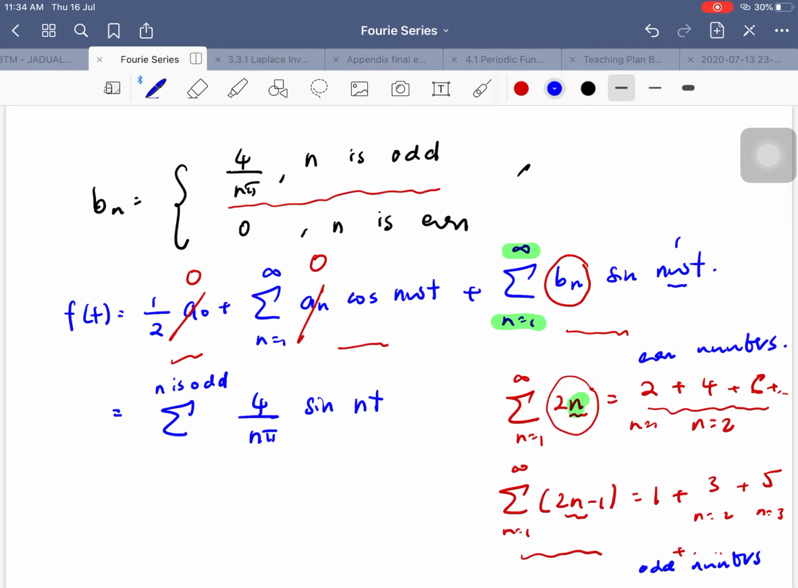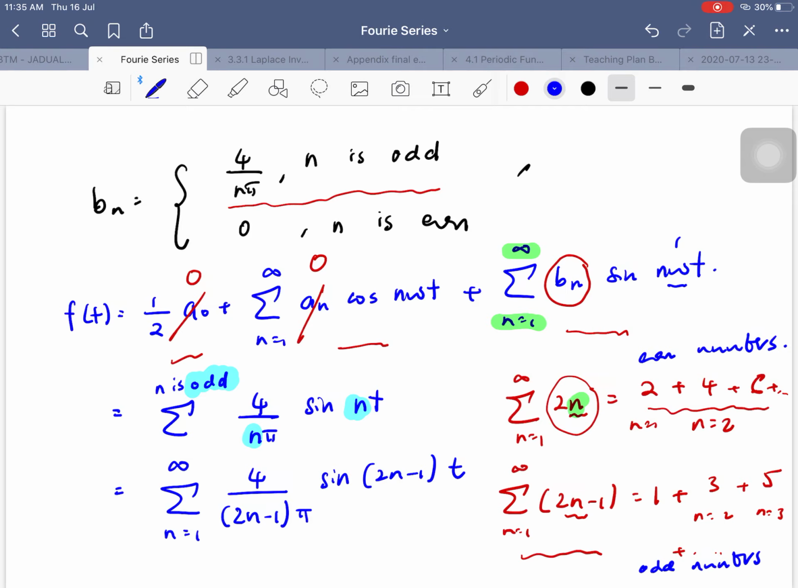So that is why when you write the series in full, you have to write the sum from n equal 1 to infinity, whenever there is n in here. What you have to do now is make n an odd number. So for this case, you can have 4 over (2n minus 1) pi, times sine of (2n minus 1) t. That will be the outcome of this function right here.